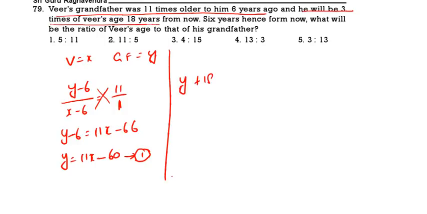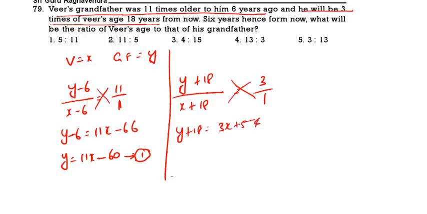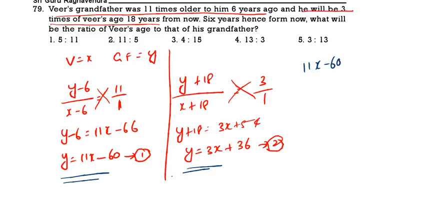Now, he will be 3 times Veer's age 18 years from now. 18 years from now means y plus 18 by x plus 18 is equal to 3 by 1. Now if you do this, y plus 18 is equal to 3x plus 54, or else y is equal to 3x plus 36. This is the second equation. Here y is equal to, here also y is equal to. Therefore 11x minus 60 is equal to 3x plus 36. 8x is equal to 96. x value is 12. So Veer is 12.